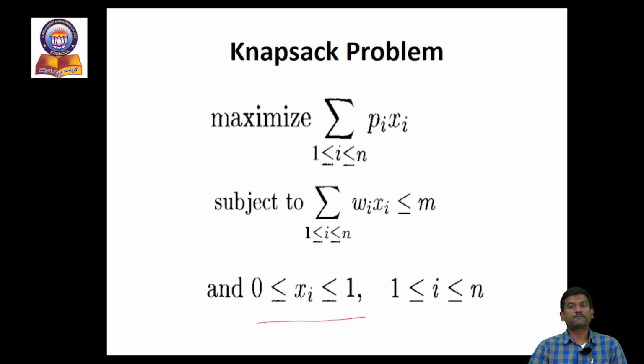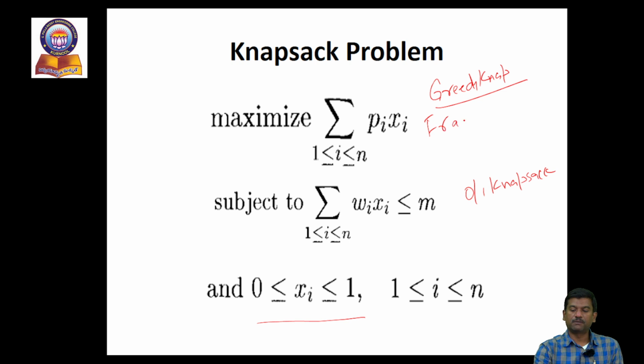That indicates the fractional part. What does it mean? There are two different terminologies: the greedy knapsack, and the 0 or 1 knapsack. The name itself indicates that the knapsack problem which can be solved using the greedy approach can also be called the fractional knapsack problem. That is one concept. The other concept is the 0 or 1 knapsack, which can be solved using dynamic programming.